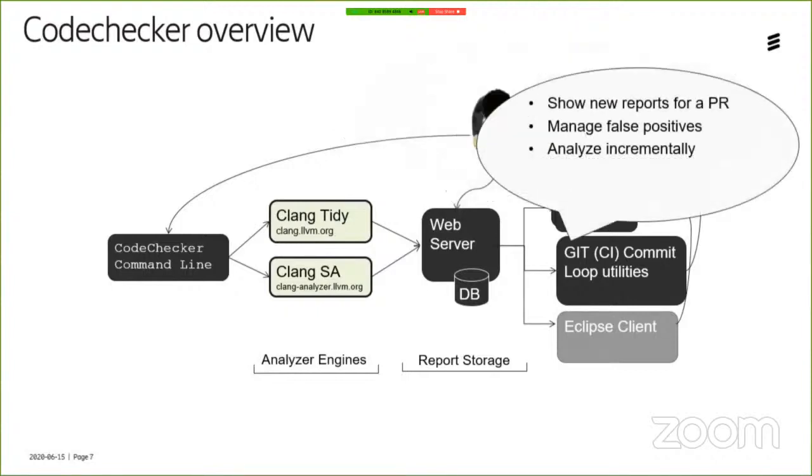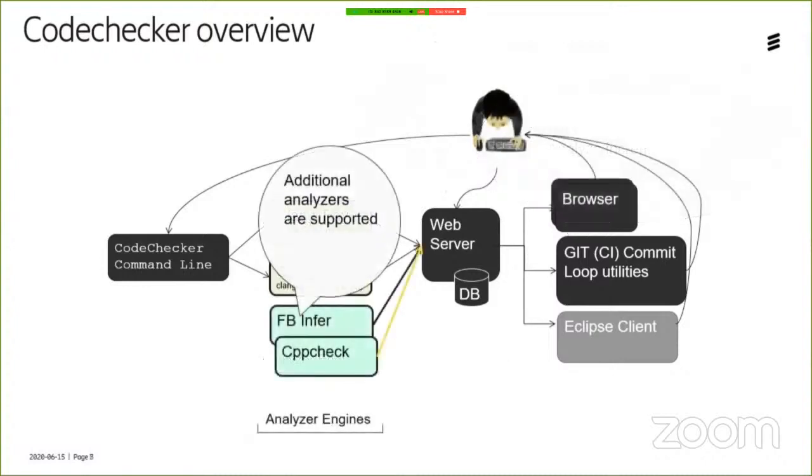CodeChecker provides integration to code review loops. In case of a new pull request, the developers can see if there is any new report introduced by their change. They either fix the new bugs, or in case of a false positive, they may be able to suppress the report. We provide the possibility to store reports from other analyzer engines as well, for example from Facebook Infer or from Cppcheck. However, these analyzers must be executed manually by the users. The CodeChecker command line executes automatically only the Clang analyzers.